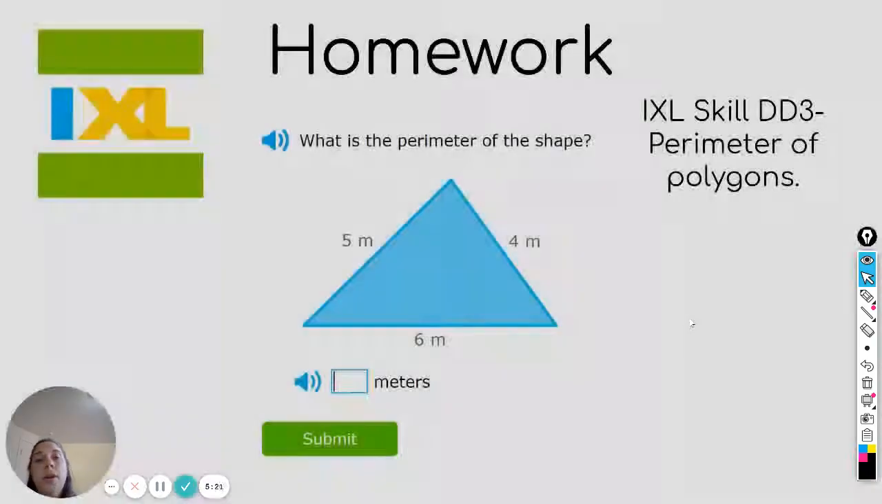Now you're to the part where you're going to be working on your IXL alone. It's scale DD3, which is perimeter of polygons. And you're just going to be doing the same thing we've been doing, adding up the side lengths to figure out what the length is all the way around the shape, which is called perimeter. Go ahead and begin.